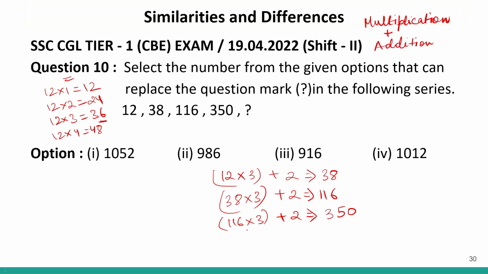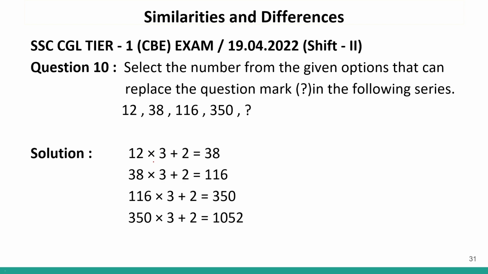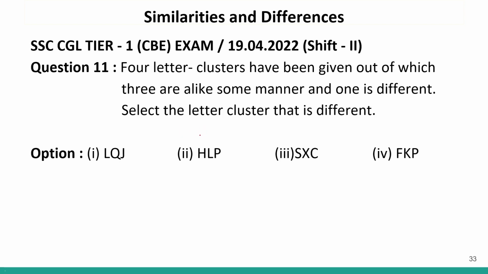Now, following the same logic, I'll multiply 350 by 3 and then I'll add 2 to it. So if I do this, I'll get 1050 plus 2, which will be 1052. 1052 is in option number 1. So our correct answer is option number 1, 1052. Okay? Here, we are just using two operations, multiplication plus addition.